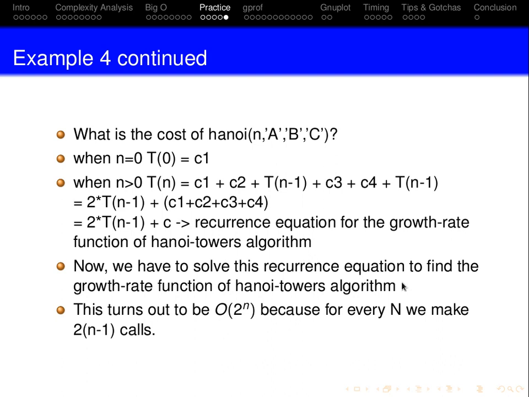If you've solved this recurrence relation using discrete structures, you'll find out very quickly that it's 2 to the n, because for every n we make 2 calls on n minus 1. This is the only part you need to know for this class.